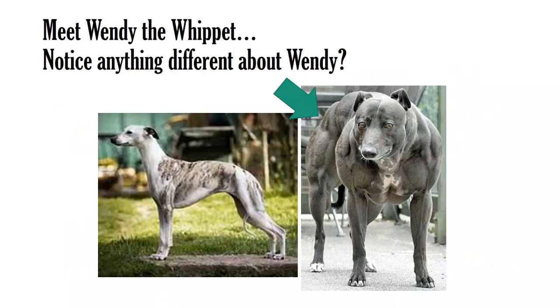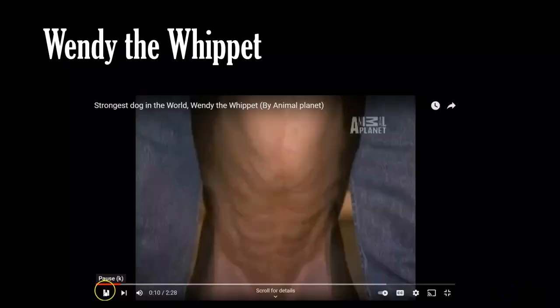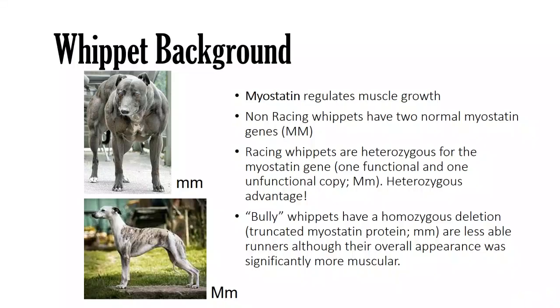So we're going to look at Wendy the Whippet. If you notice anything about Wendy, she is super jacked. We're going to be looking at a cool gene called the myostatin gene. I have a funny video that I will show you in class when we meet again. It's just not going to play on my player, so I will show you Wendy the Whippet when we meet together.